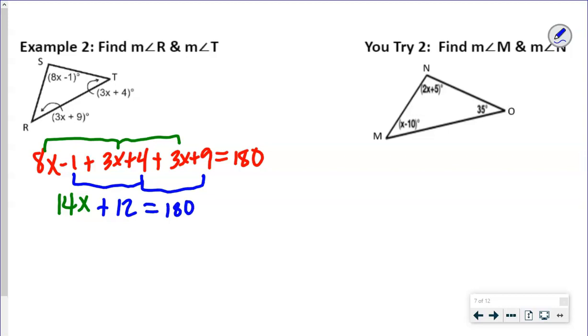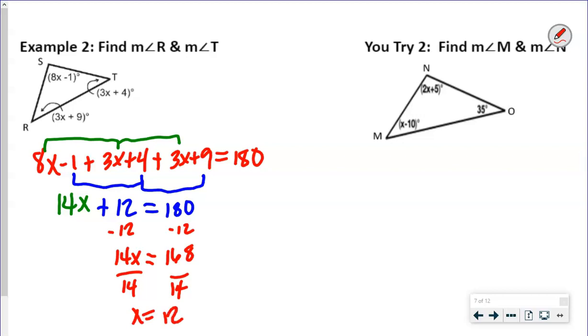So we're going to subtract the 12 from both sides. So we want to get the variable by itself. So that's going to give me 14x is equal to 180 minus 12, which is 168. And then we're going to divide both sides by 14. So x is equal to what? x is equal to 12, right?